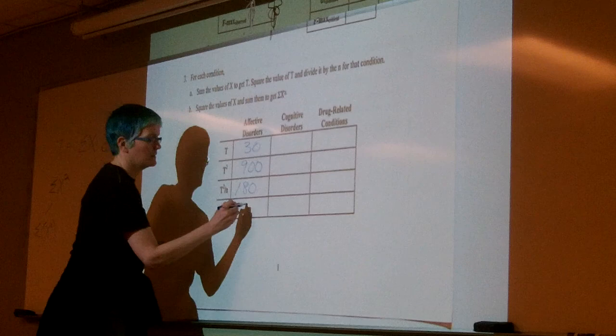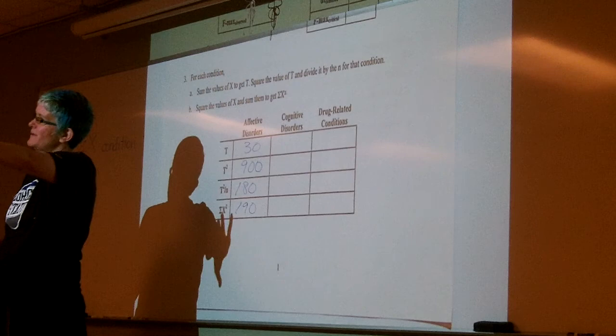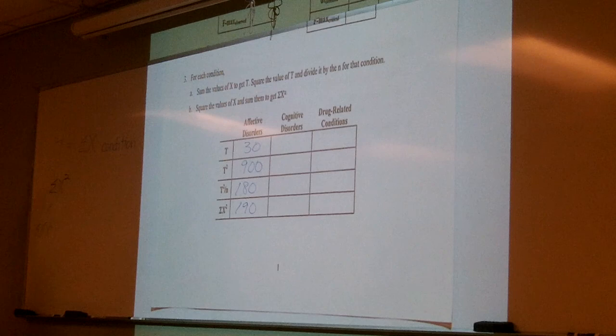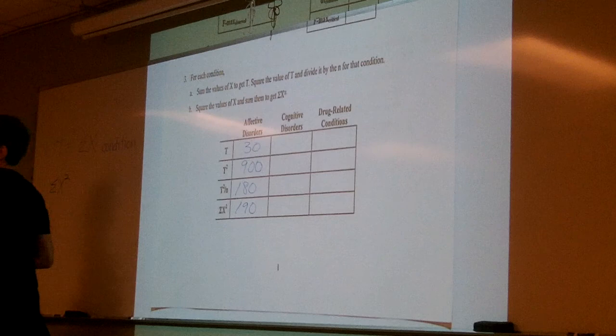All right, now, if you are on what is the left side of the room for me and the right side of the room for you, you are now going to calculate all the numbers for cognitive disorders. If you're over here on this side of the room, you're going to do all of the calculations for drug-related conditions. Go.